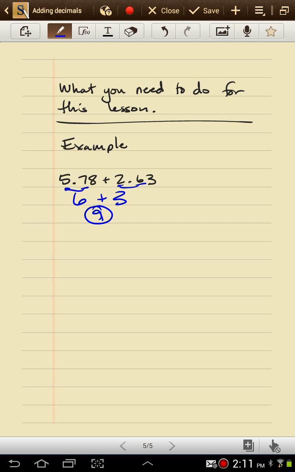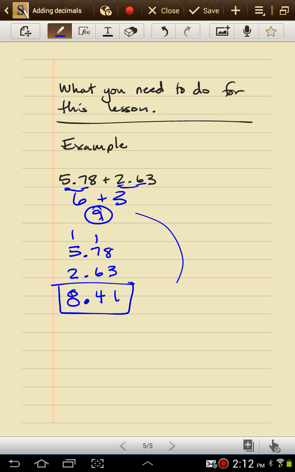Then you're going to do the actual number. Now again, you can check these with your calculator, but I'm going to actually do it. So 5.78 plus 2.63. 8 plus 3 is 11, so I'm going to put the 1 and carry the 1. 1 plus 7 plus 6 is 14, so I'm going to put the 4, carry the 1 over the decimal point, bring my decimal point down. 1 plus 5 is 6, plus 2 is 8, and I get 8.41, and that's my actual answer.